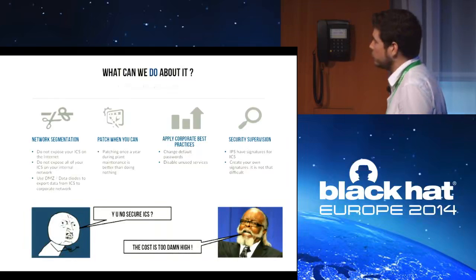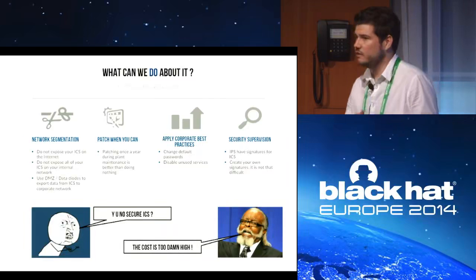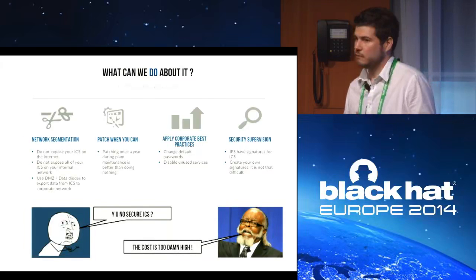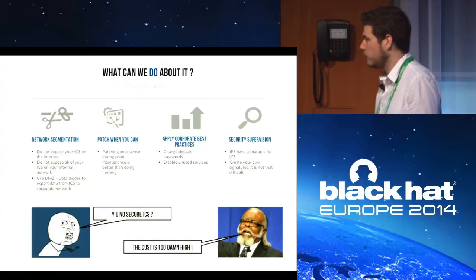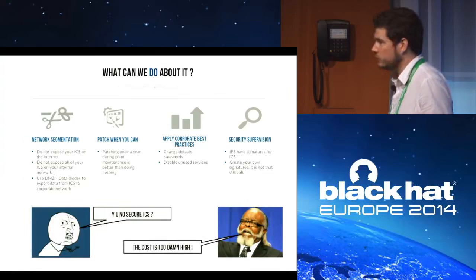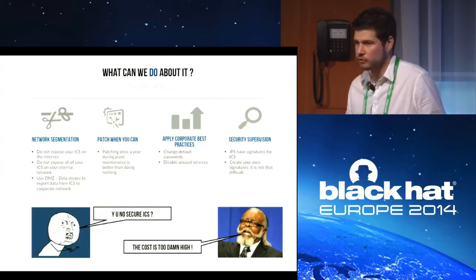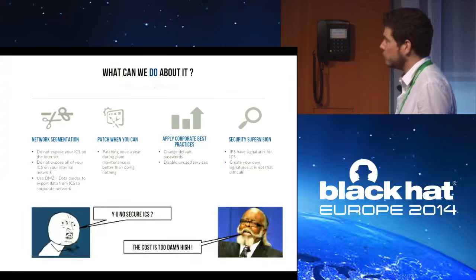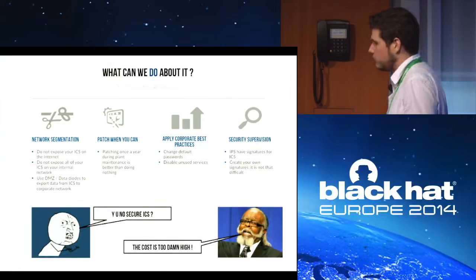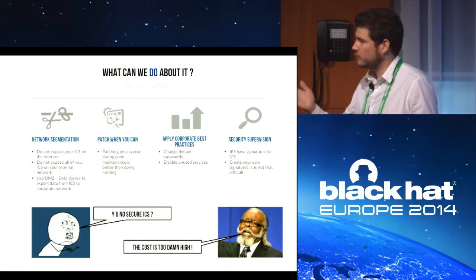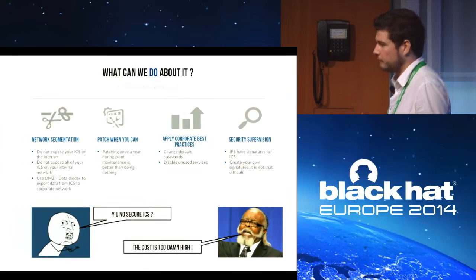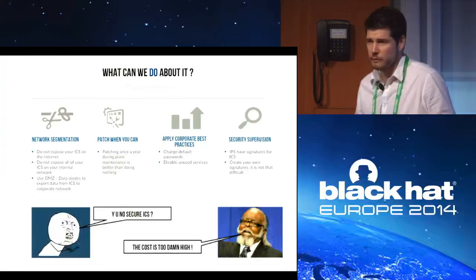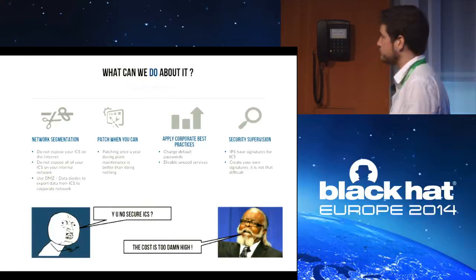Try to apply some corporate best practices. So changing default passwords, that's something not everybody does on the corporate network, but most people do. You should try to do the same on your ICS when you can. Of course, for the hard-coded credentials, you can't. But at least do what you can do. The same for the services on specific models of PLC. You can disable the web server. You can disable the FTP server. Most of the time nobody uses it, so just disable it.